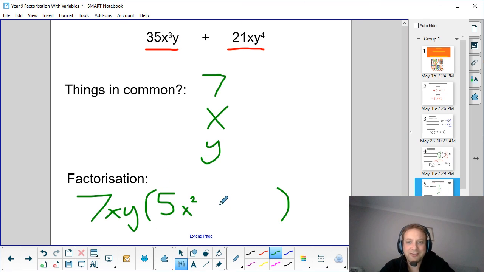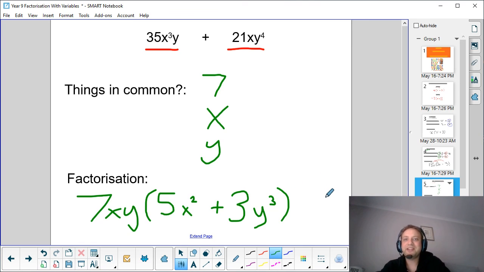We move on to the second term now. We'll put the plus in between, and let's divide the 21xy to the power of 4 by 7xy. So 21 divided by 7 makes 3. Okay, and I divide the x out, so there's no x there anymore, because there was just 1, and I need to factorize out 1. And then think about how many y's I'd still have. After factorizing this, I had 4. I get rid of 1. So now I've got 3, right?